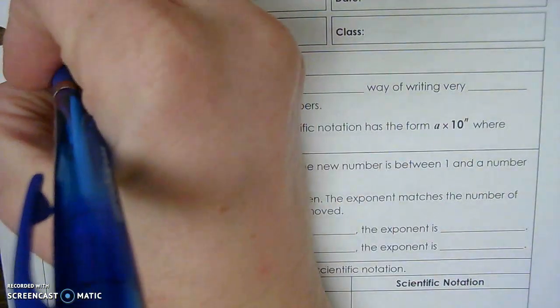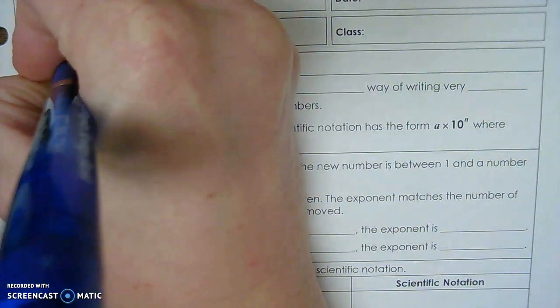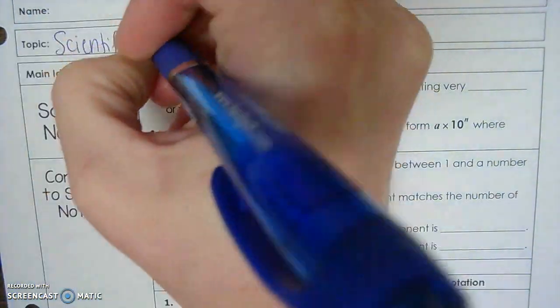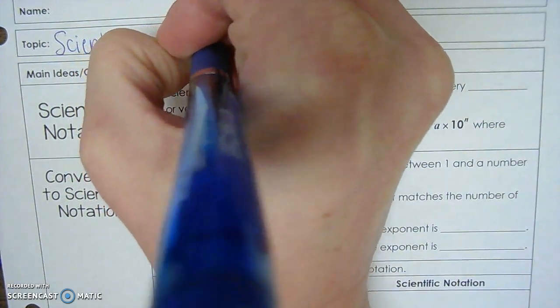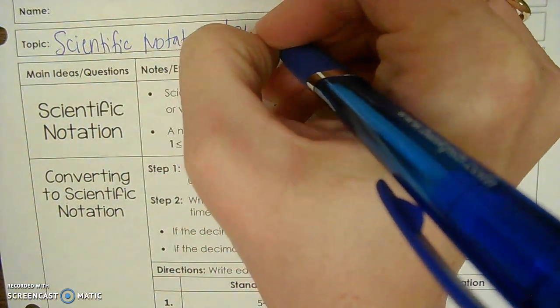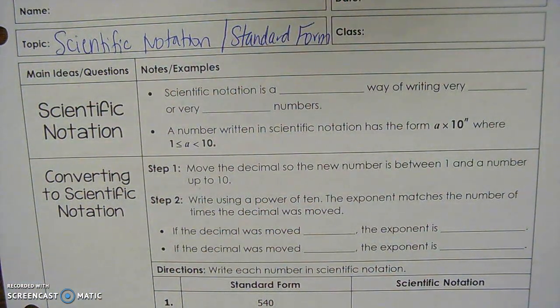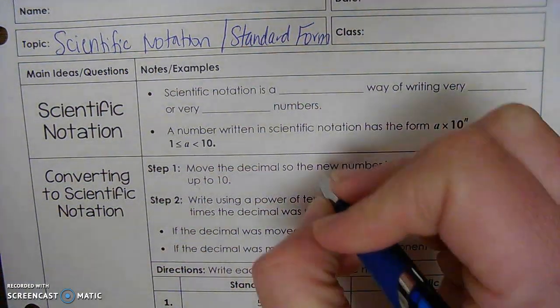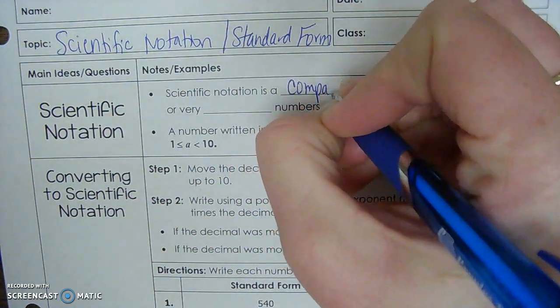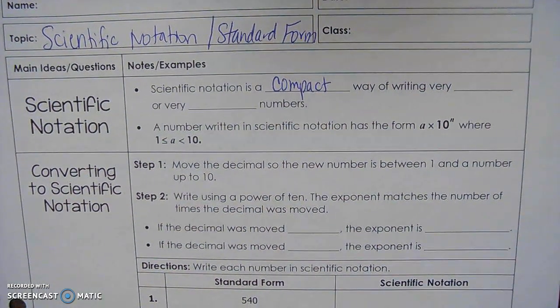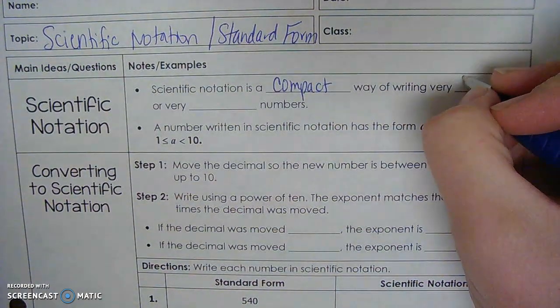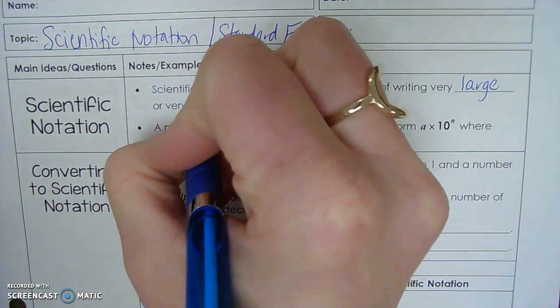The topic for pages 14 and 15 is scientific notation and standard form. Hopefully you've seen scientific notation in a science class, probably, and maybe in some math classes. Scientific notation is a compact way, so basically squishing it together, of writing very large or very small numbers.